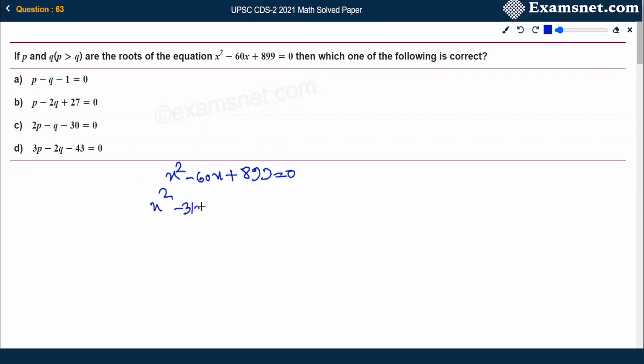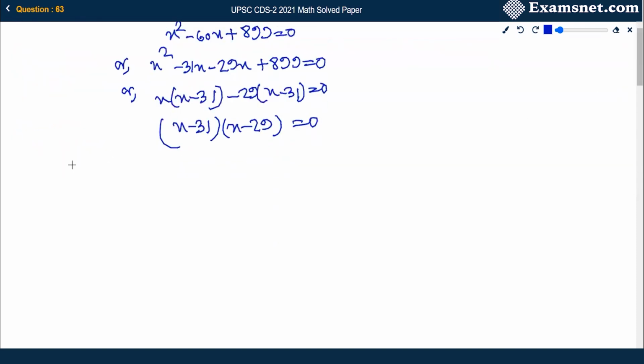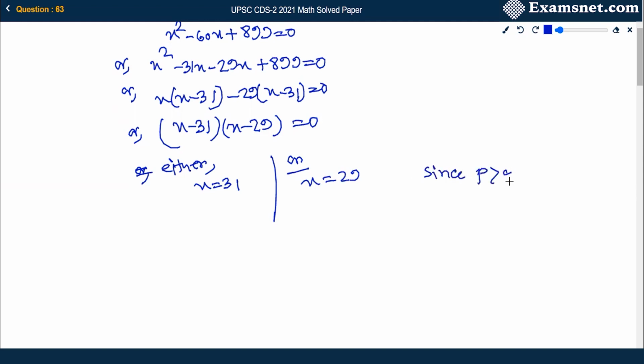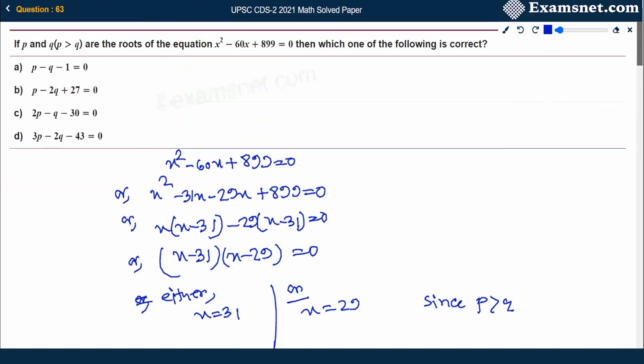We will get x squared minus 31x minus 29x plus 899 equals 0. Let's proceed with this middle term. We will further get x times x minus 29 minus 31 times x minus 29, that is x minus 31 into x minus 29 equals 0. So from here we can write either x equals 31 or x equals 29, correct? And since it is given that P is greater than Q, that means P is 31 and Q is 29. Now we will start checking each of the options one by one.